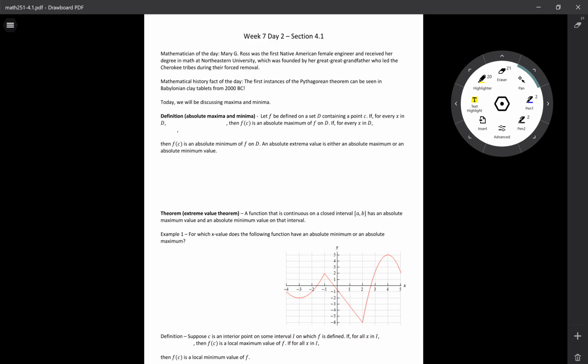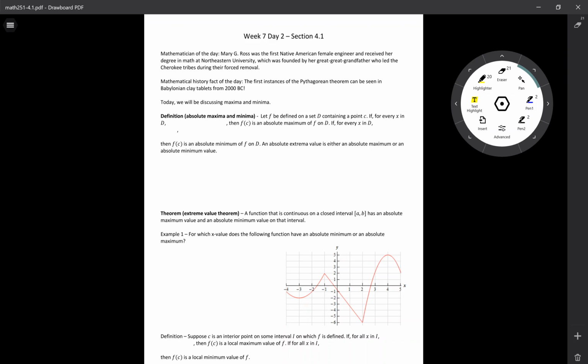Our mathematician of the day is Mary G. Ross. She was the first Native American female engineer and received her degree in math at Northeastern University, which was founded by her great-great-grandfather who led the Cherokee tribes during their forced removal. What an awesome person. And did you know that the first instances of the Pythagorean theorem can be seen in Babylonian clay tablets from 2000 BC? What? Wow, they really knew their stuff, didn't they?